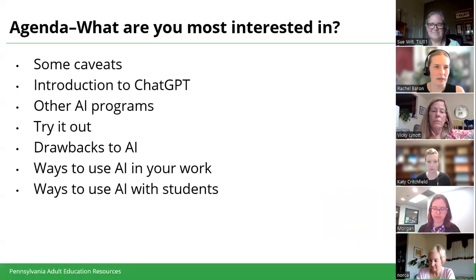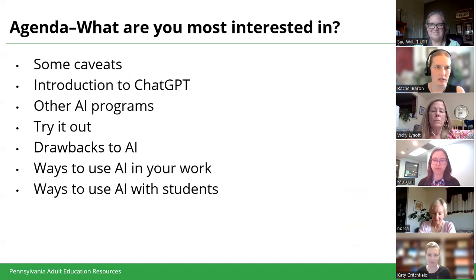So I'm going to start just by going over the agenda. We're going to open with a couple caveats, and then we'll talk a little bit about ChatGPT, branch out to see some other AI programs. We will have a little demonstration so you can see how it works if you haven't used it already. We'll be talking about some drawbacks to AI and then also some ways to make use of AI for yourself and with your students. And this is going to be fairly informal.